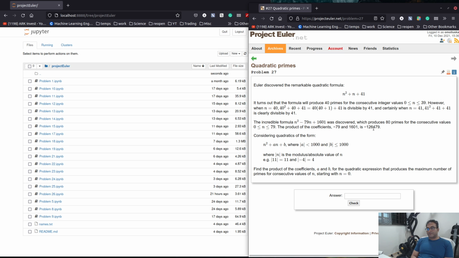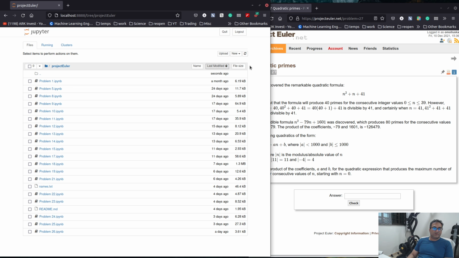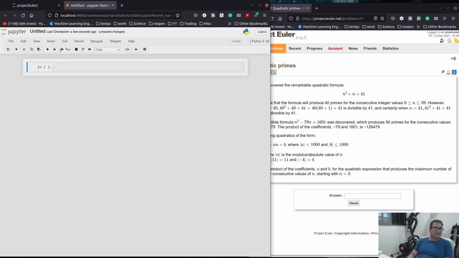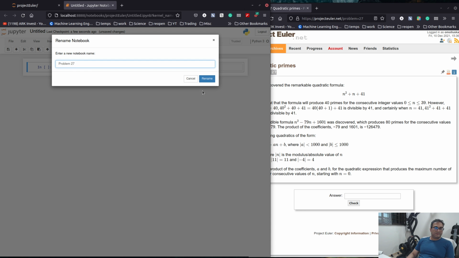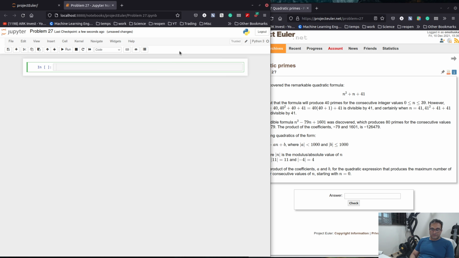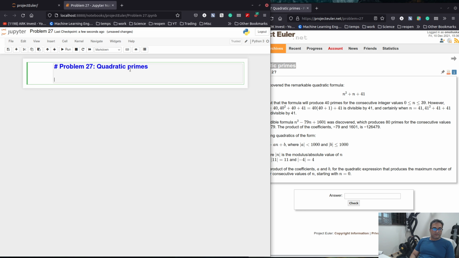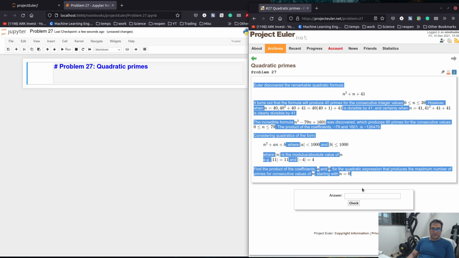So this problem has to do with quadratic primes. Okay, so let's start a new notebook. It seems like an interesting problem. So let's start a new notebook, and we will call it problem 27, like that. And let's write the problem down. That's problem 27, and it's called quadratic primes. And let's figure out what is happening with this.